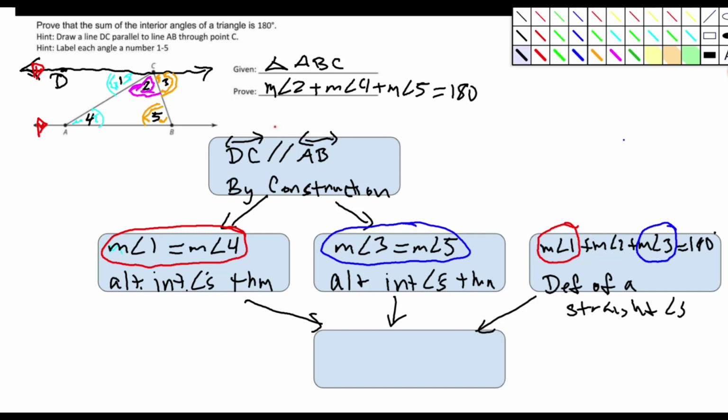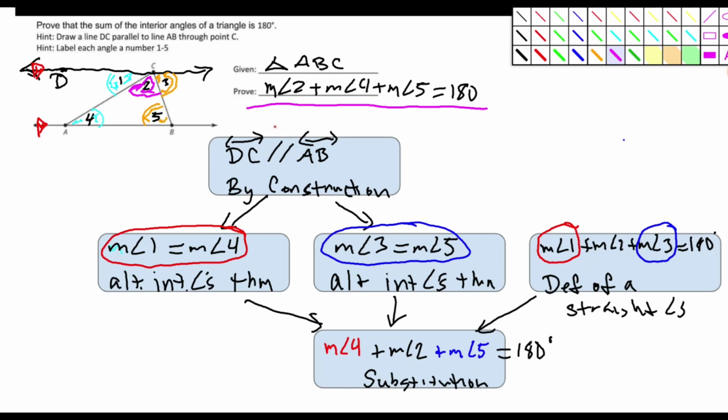Let's see what we're left with here. I'll use the colors so it matches. So now we're going to say the measure of angle 4 plus the measure of angle 2 plus the measure of angle 5 has to equal 180. All right, what's your reason? My reason is going to be substitution. And this is how you're going to set this up. And now, what does that say? We have proven what we were trying to prove. We have proven that 2 plus 4 plus 5, it's in a different order, but 2 plus 4 plus 5, those angles have to equal 180.